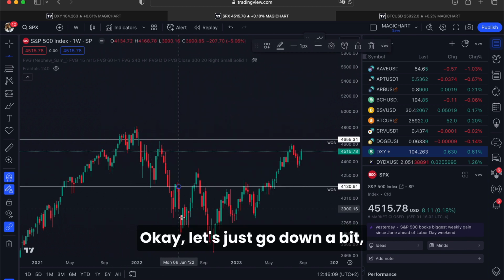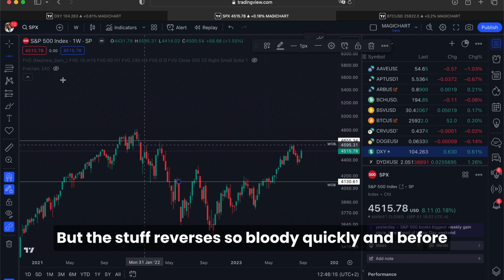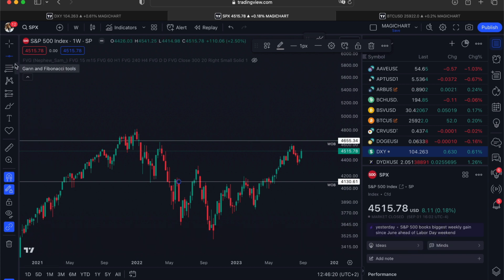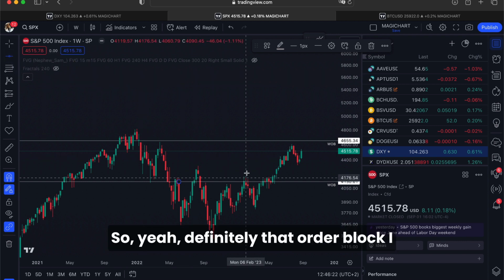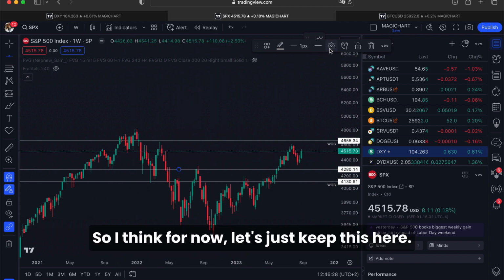Okay, let's just go down a bit. This is still far down, but the stuff reverses so bloody quickly, and before you know it, you're in that trading zone. So definitely that order block, as there was a big trend reversal. So for now, let's just keep this here.